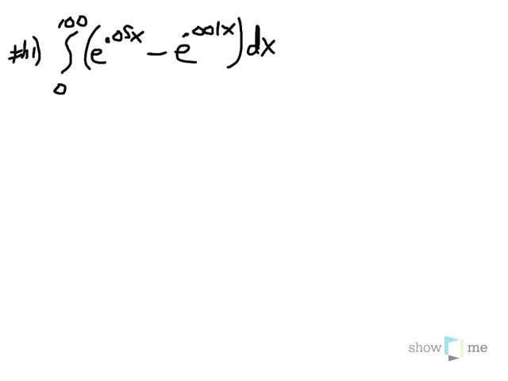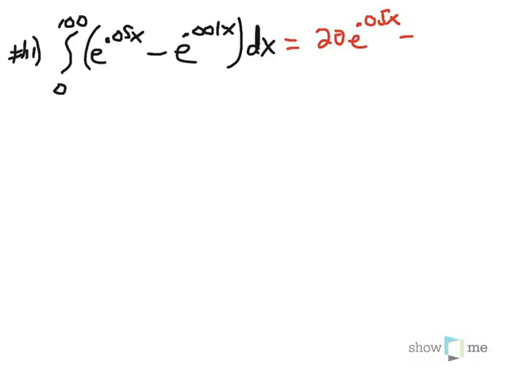Alright, so we need to integrate this. Integrating e to a linear function, you take the reciprocal of the coefficient of the exponent. So 0.05 is 5/100ths. 5/100ths reduces to 1/20th. Its reciprocal then would be 20. Then the e to the linear function stays the same.